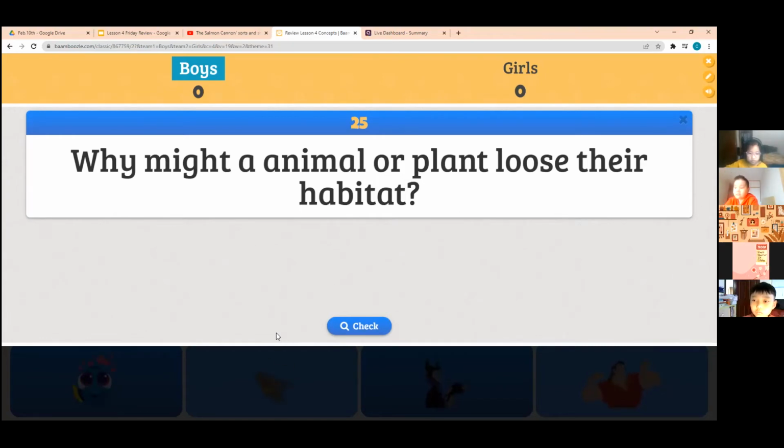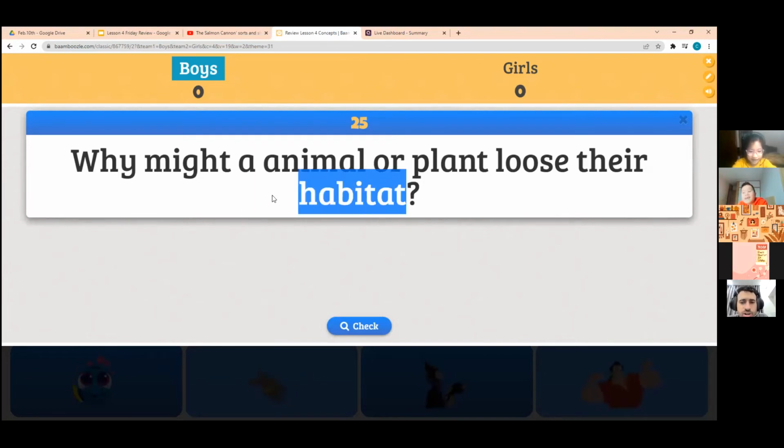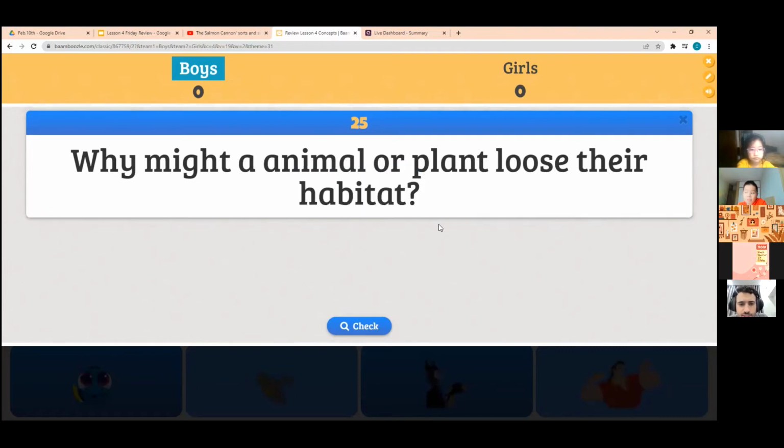They lose their home, to make their own family. So we're talking about losing their habitat. Why would they lose their habitat? Remember, their habitat is where they live. Why would they lose it? What could happen to it?